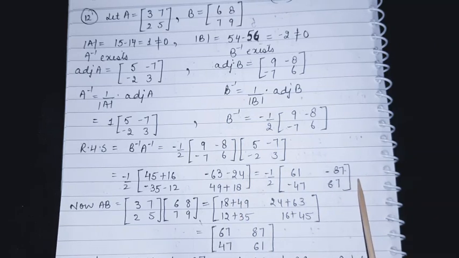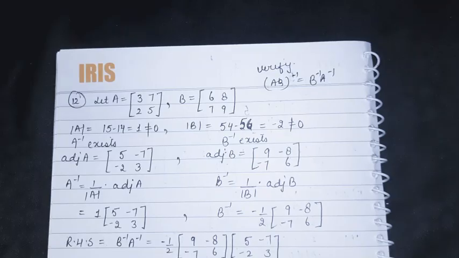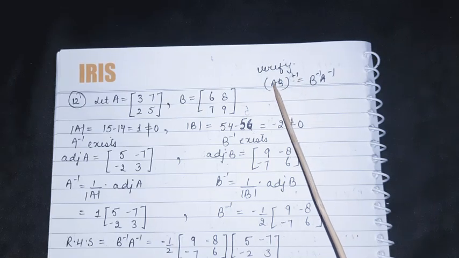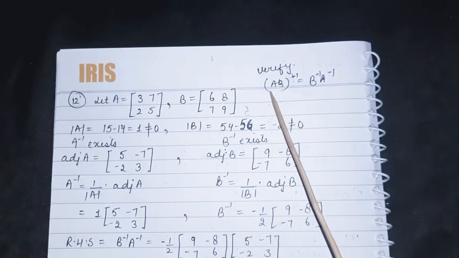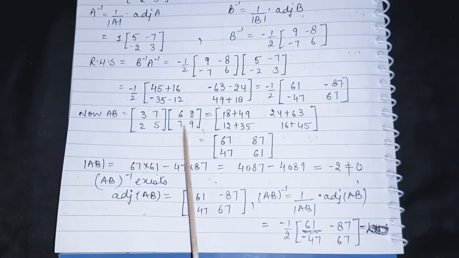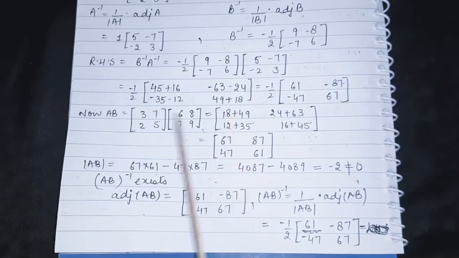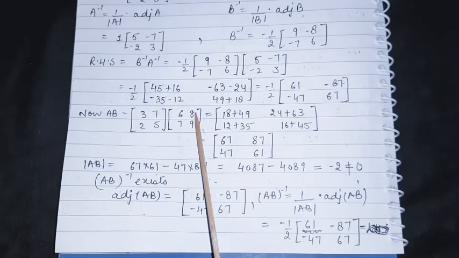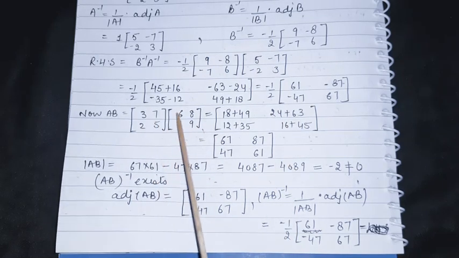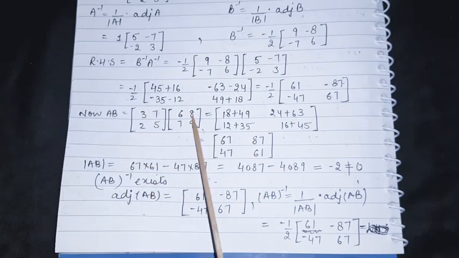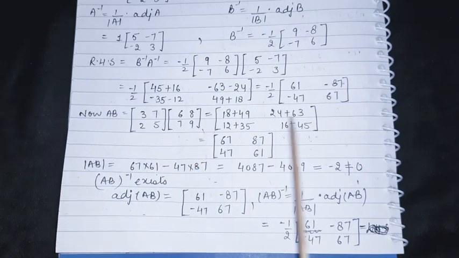The right hand side is with us. Now we'll see our left hand side. In the given result, our left hand side is (AB) whole inverse. It means first we need to multiply A and B. So let's start with the calculation. This is the value of A and this is the value of B. Let's multiply these two. Our first element will be 3 into 6, 18, plus 7 into 7, 49. 3 into 8, which is 24, plus 7 into 9, which is 63. 2 into 6 is 12, plus 5 into 7 is 35. 2 into 8 is 16, plus 5 into 9 is 45.